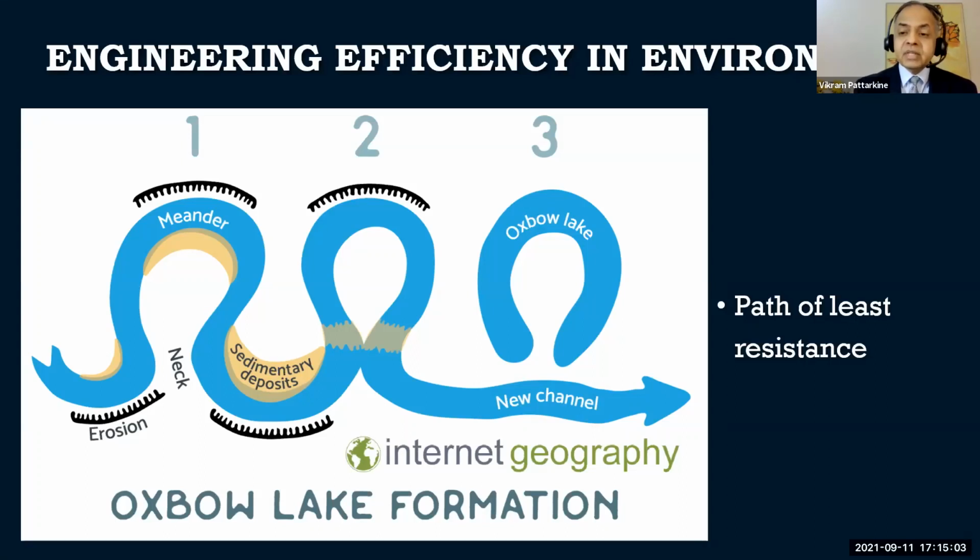But these are examples in nature as to how nature is efficient and it engineers itself. Whether it is inert nature, as you see in case of a river, or you look at the sentient nature, as you see in the case of a spider. So these are examples in nature where you can see that nature engineers itself and it is engineered very efficiently. In this case, the water is trying to take the path of least resistance. That is how the Oxbow Lake is formed.